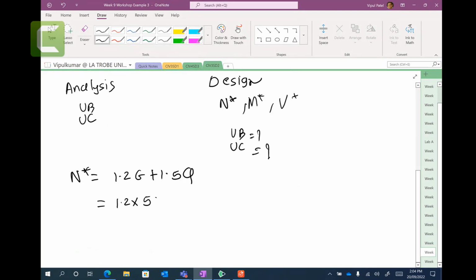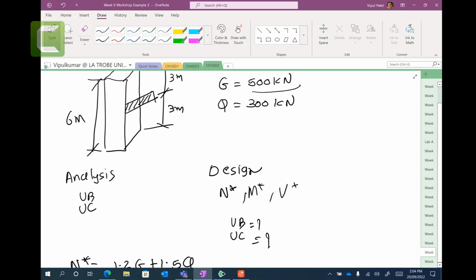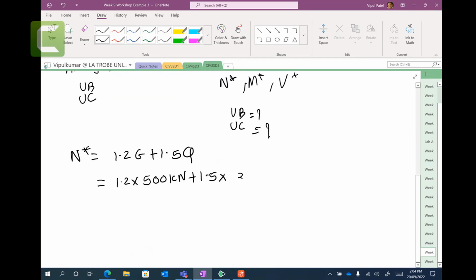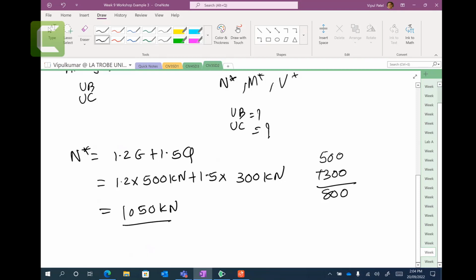500, 1.5, 300. Why do we multiply this by 1.2? Why not just make it 500 plus 300? Because that's the load given to us. It should be 800. If I do this once, it would give me 1050 kilonewtons. We have extra load.